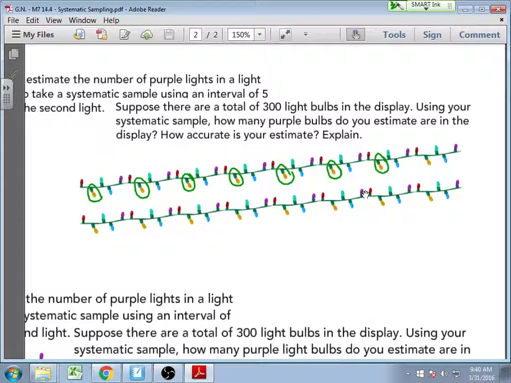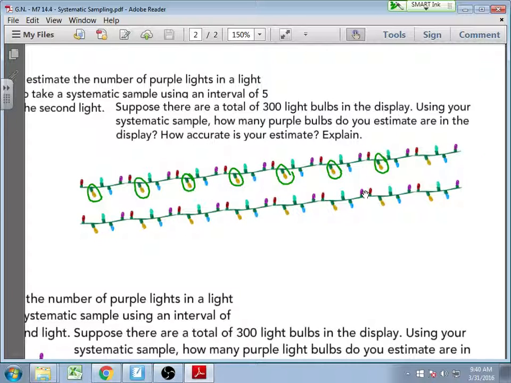I'm going to accidentally produce an enormous bias. According to my sample, how many colors of lights are there? Only 1. According to my sample, everything I've circled, there's only yellow lights in my sample. So according to that, I've got a yellow light display. Cool. Is that true? No. So this is a non-representative sample.